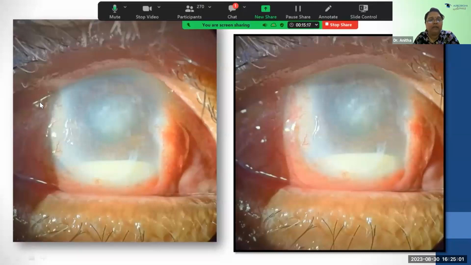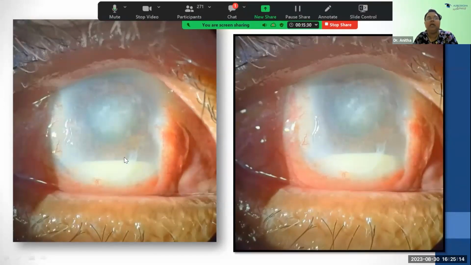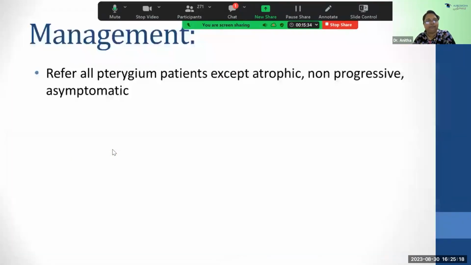The patient had a bilimbal pterygium, and because of this focal elevation on both sides, the patient had tear film instability. The surfacing of the tear film over the ocular surface was unstable. Hence, he had some epithelial erosions here, which turned out to be an ulcer later. So refer all patients except atrophic, non-progressive, asymptomatic patients.